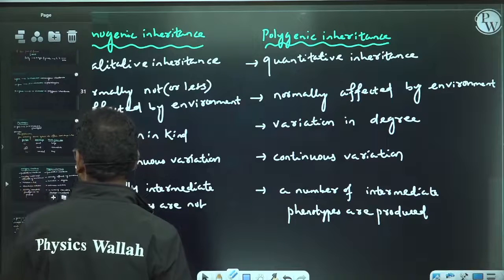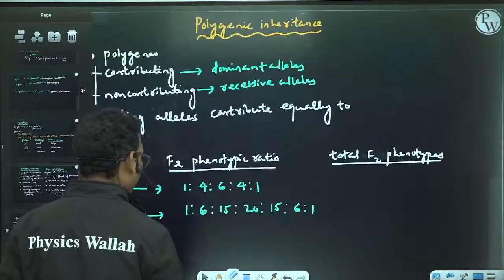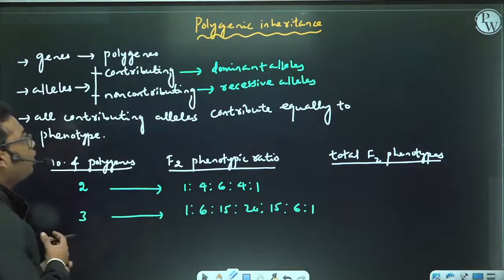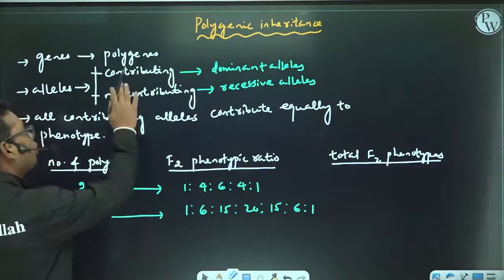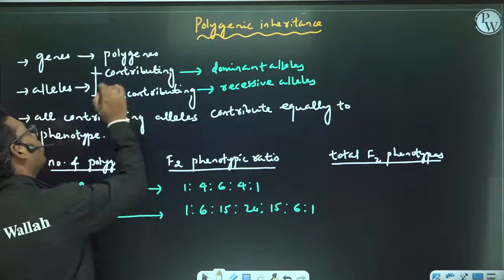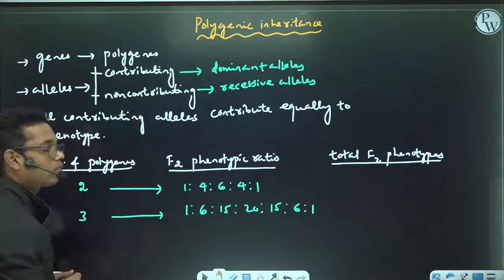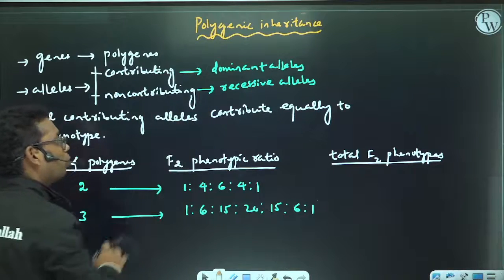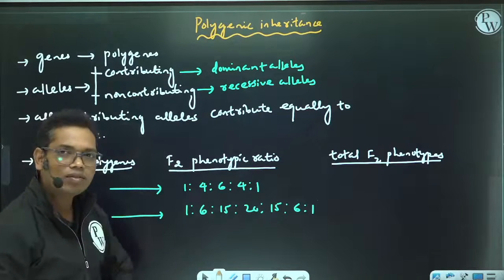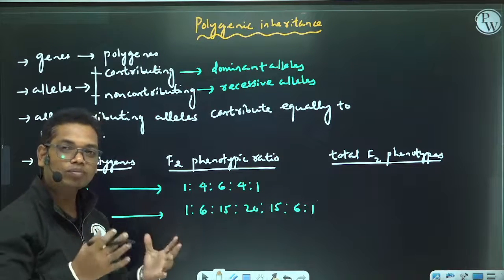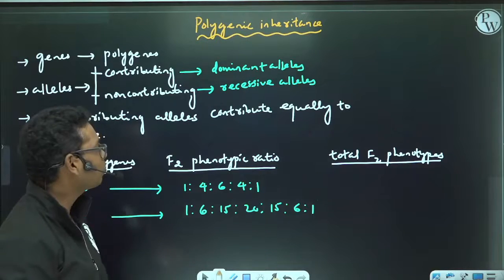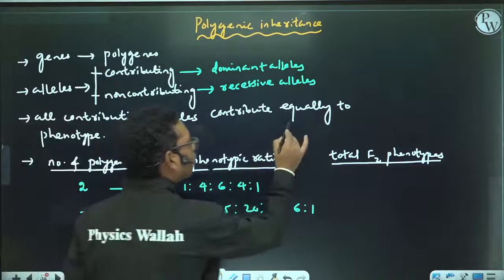In case of polygenic inheritance, the genes which are involved are called polygenes. In polygenes, the alleles can be dominant or recessive, and the dominant alleles of the polygenes are called contributing alleles, and the recessive alleles are called non-contributing alleles. The contributing alleles will contribute towards the phenotype, and all the contributing alleles of the different genes of polygenes will contribute equally.